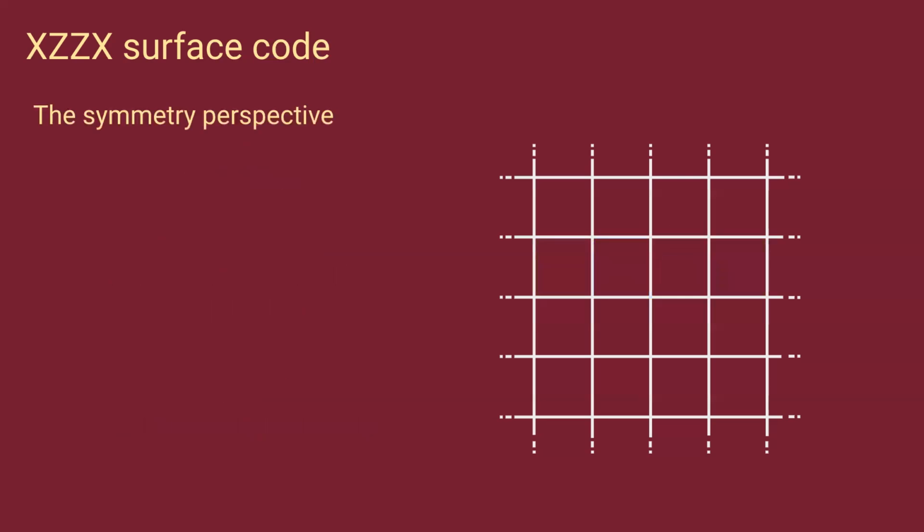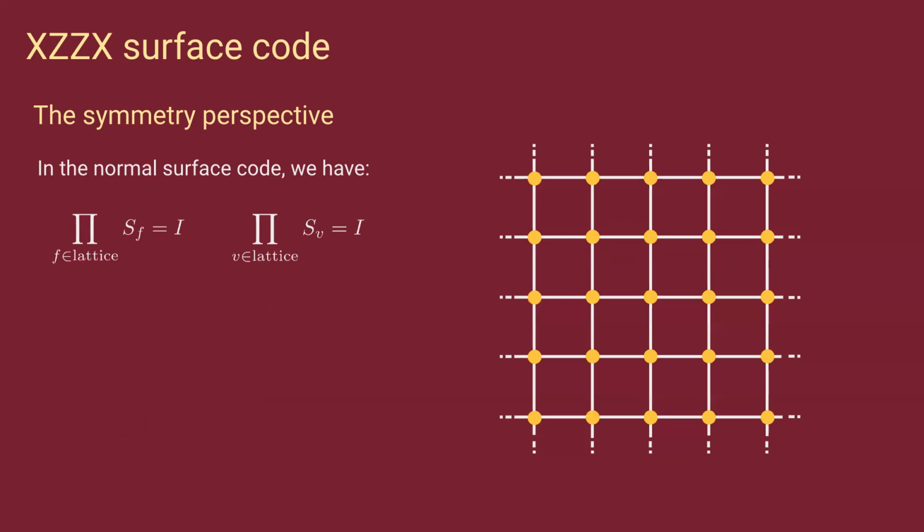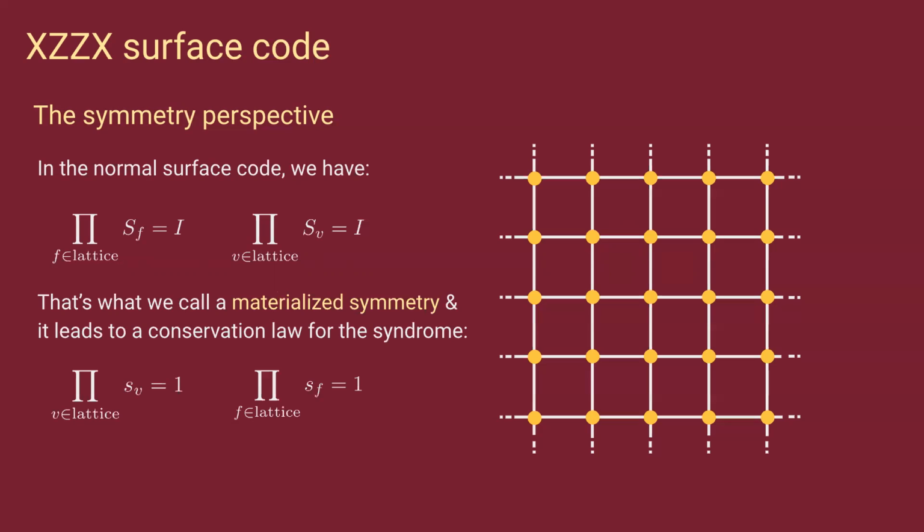Okay. Now there is another perspective on the exaggerated surface code that's going to be helpful to generalize this proof idea to more types of codes, which is the symmetry perspective. So let's just take the normal surface code, not exaggerated, and let's multiply all the vertex stabilizers. Then this is going to give you the identity. The multiplication of all the vertex stabilizers is the identity, and the same for the plaquette stabilizers. So we have this identity, and this identity is what we call a symmetry. And this leads to a conservation law for the syndrome.